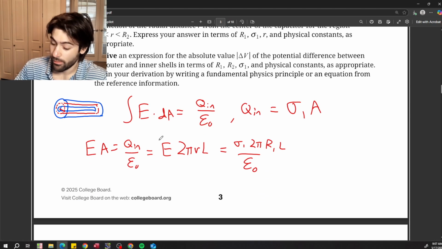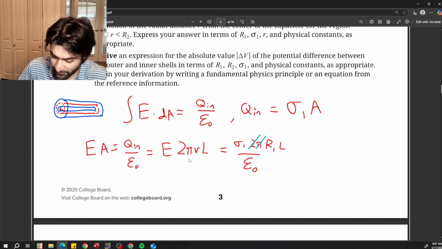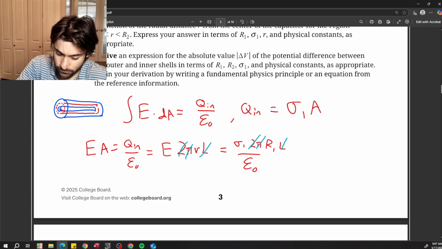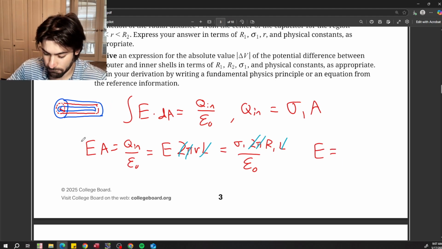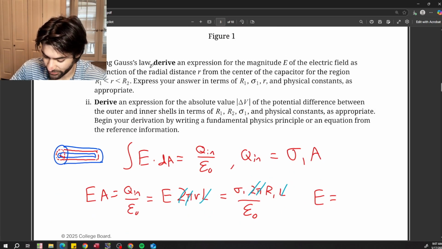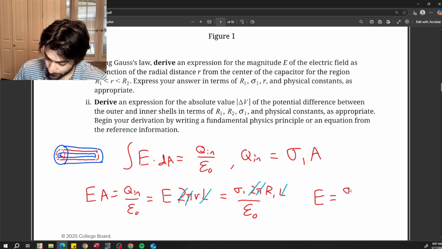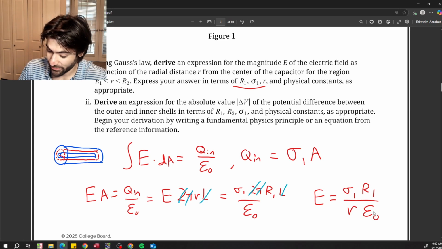And so you're going to see, when we solve for E, a bunch of these factors will cancel. The 2 pi's cancel, the lengths cancel. And so finally, the magnitude of the electric field, which will be going radially outward as the electric field points from positive to negative charge distribution, will be sigma 1 times the ratio of R1 over little r epsilon naught. So as you can see, it's expressed in terms of big R1, sigma 1, and little r, along with physical constants.